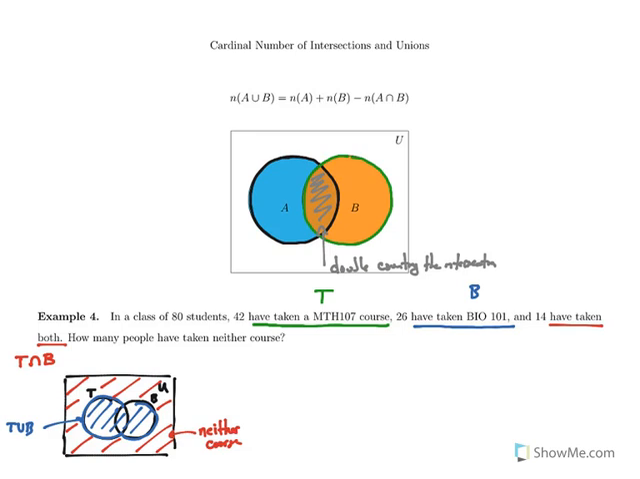And since we know that there are 80 people total, then how many people have taken neither course is going to be 80 students minus the size of T union B. If we know all the people that have taken either course, take those away from the total number of people, we have the people that have taken neither course.